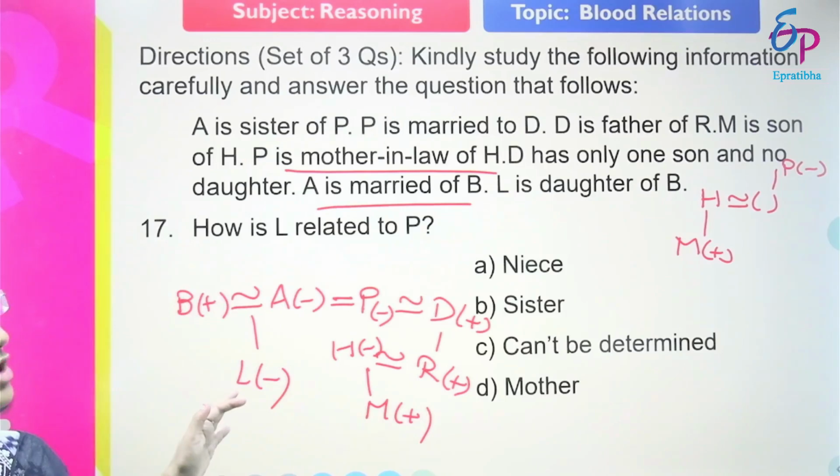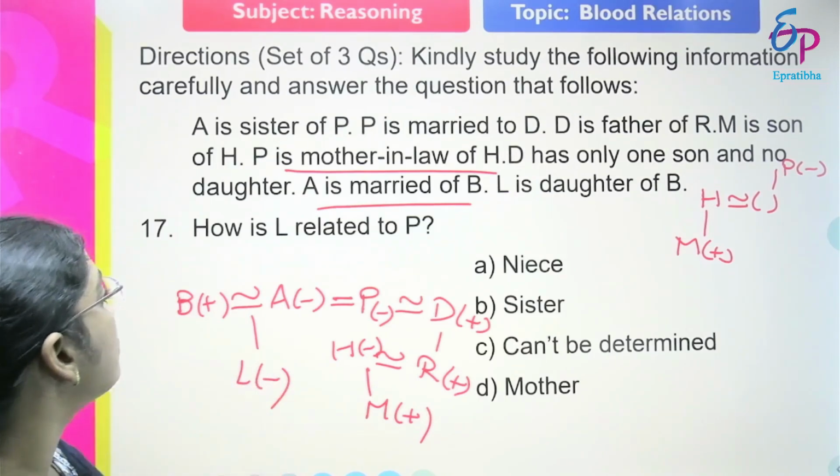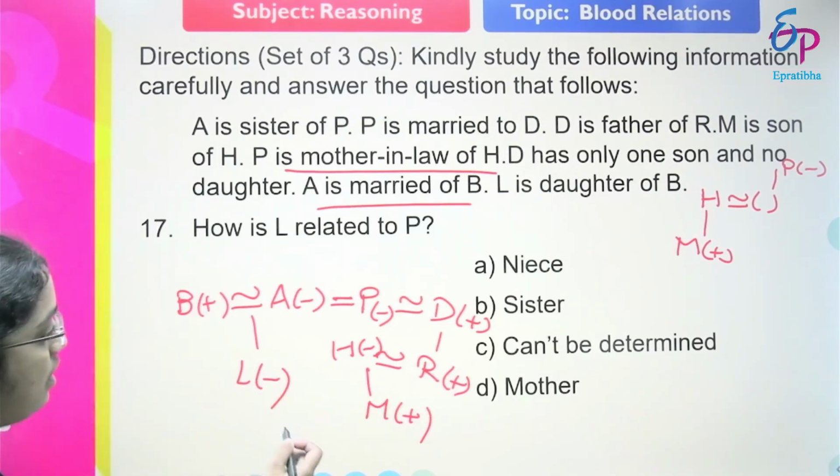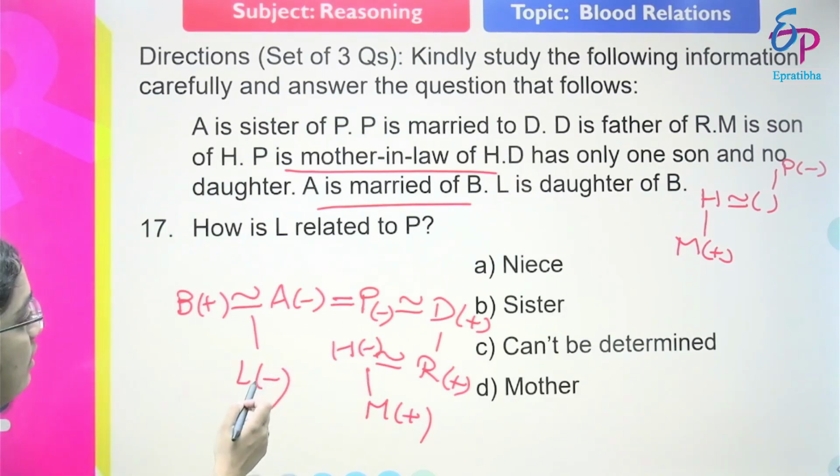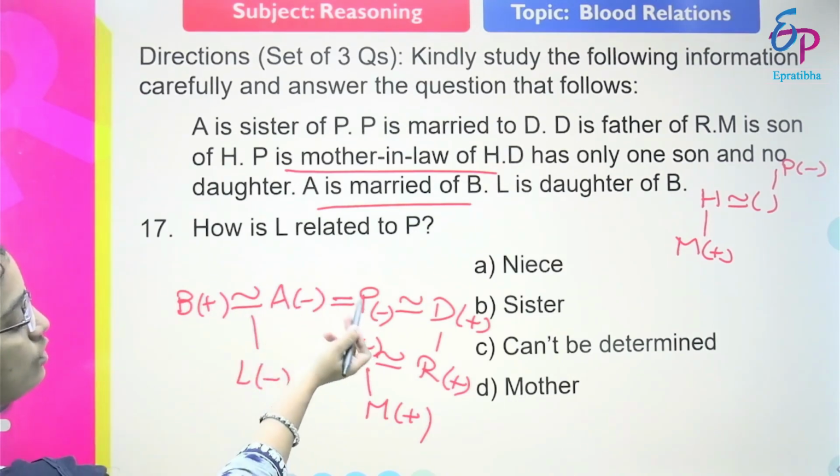For this diagram we need to check three questions. Our first question: how is L related to P, friends? So here L's mother's sister. L's mother is A, so A's sister is P.